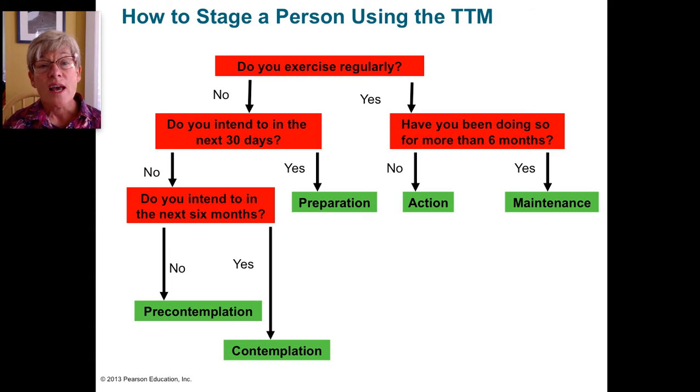If they've answered yes to intending to be active in the next 30 days, then they're considered to be in the preparation phase. If they answer yes to exercising regularly, and they've been doing so for more than 6 months, they're in maintenance. If less than 6 months, they're in action. So you can see from this dichotomous chart that by simply asking a few questions, you could stage a person and make some choices about what sort of interventions would work.